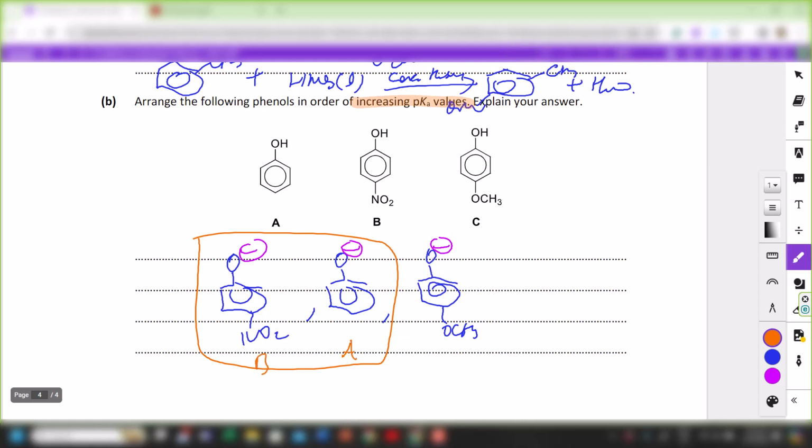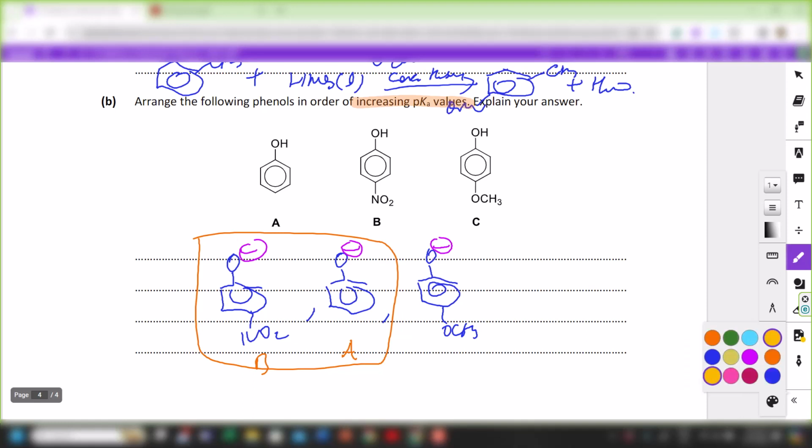Why? Because the lone pairs of electrons on the negatively charged oxygen are further delocalized into the phenyl ring due to the highly electron withdrawing nitro group. Therefore it is not as negatively charged, has a lower tendency to attract back the H plus, and is more stable than phenoxide. Therefore B will ionize to a greater extent.